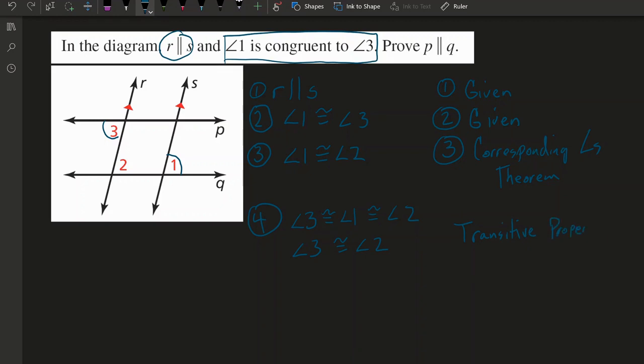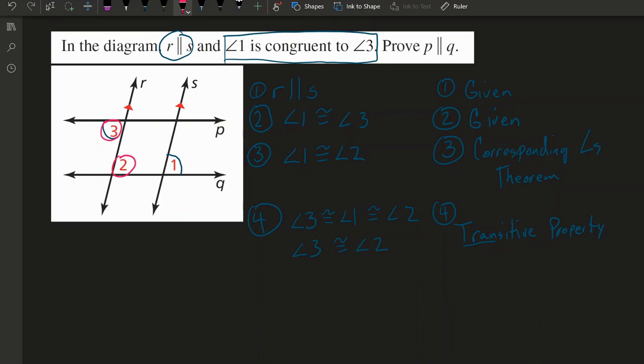I know we've talked about that before, but the way I remember that is it's like a train. We make a train of congruent things, and then we just take the front and the back of it. We say that those are congruent. Okay, so now we've established that angle 3 and angle 2 are congruent.